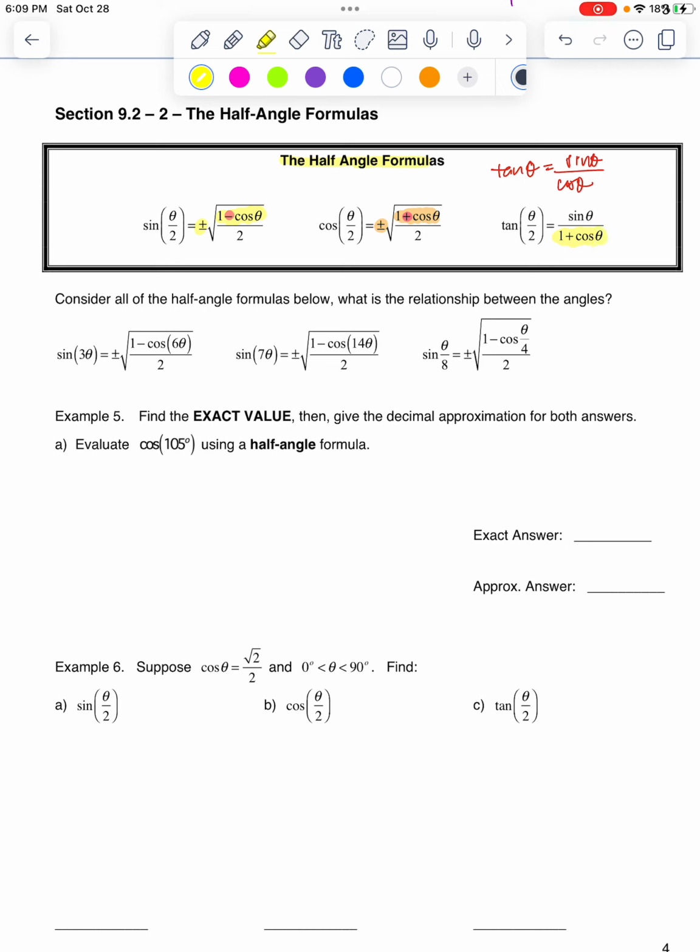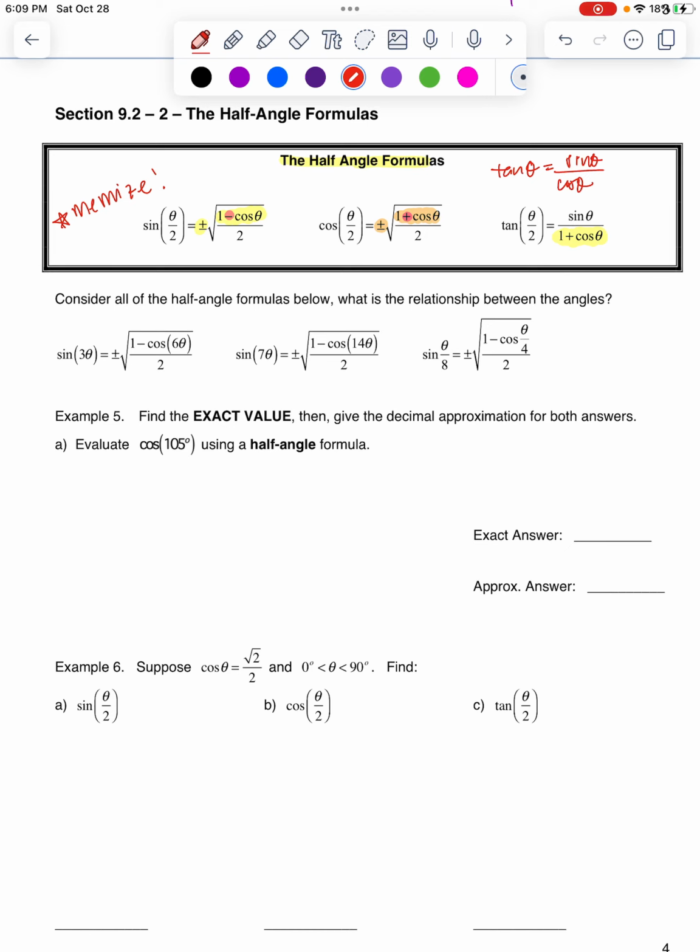Now with our half angle formulas, we are dealing with radicals, so we are going to have to determine whether we are dealing with a positive or a negative for both our sine and our cosine. So here's our new three. We will have to go ahead and memorize these.